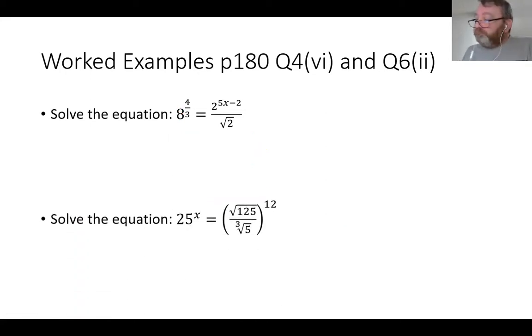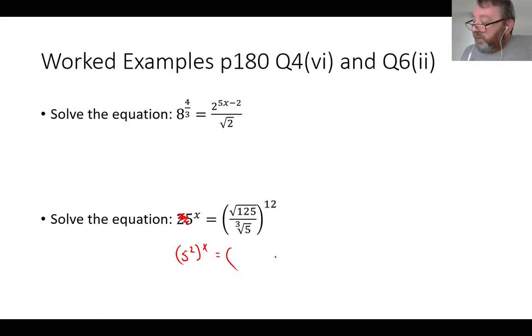Second one. This is question 6, part 2 on page 180. 25 to the x equals root 125 over the cubed root of 5 to the power of 12. Now, rule 1. Who's the lowest power? Or lowest base, I should say. Lowest base is 5. So therefore, 25 must be written as 5 to the power of something. So we're not going to use 25. We're going to use 5 squared to the power of x on the left-hand side.